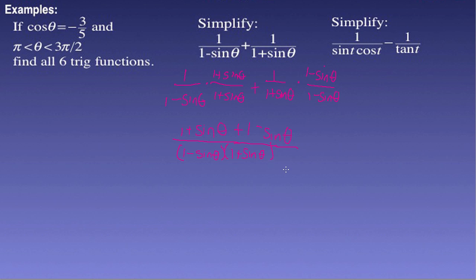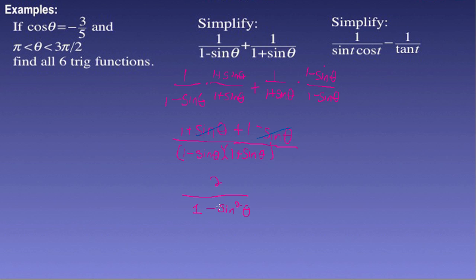Now I can do some simplifying. The first thing I notice is that in the top I have 1 plus sine theta plus 1 minus sine theta. So this sine theta and that sine theta cancel out, and I'm left with 1 plus 1, which is 2. And in the bottom, when I multiply 1 minus sine theta times 1 plus sine theta, I wind up with 1 minus sine squared theta. 1 plus sine theta minus sine theta, and then negative sine squared theta produces that.